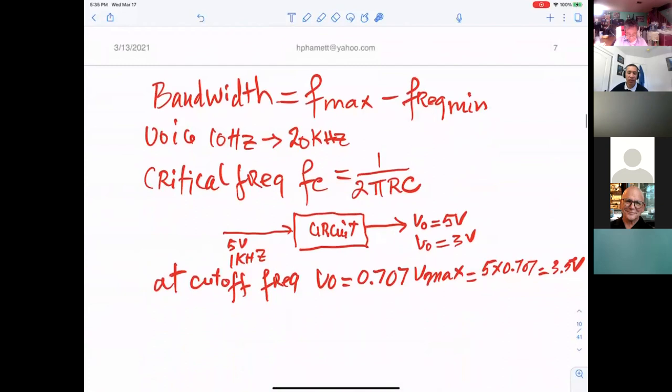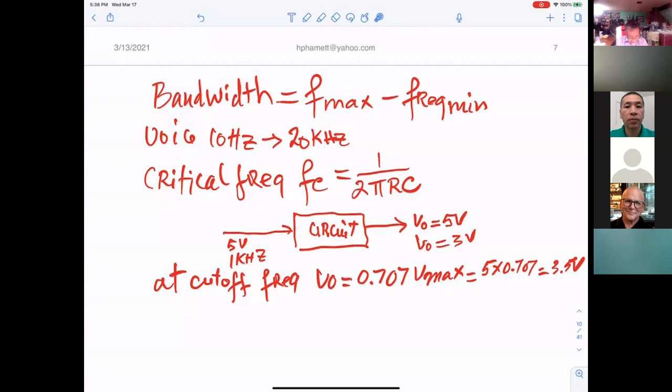So what's the question? Only the formula, I wanted to see the formula. What's the formula for bandwidth? There's no formula at all until you go into specific circuitry. Just go over that real quick.